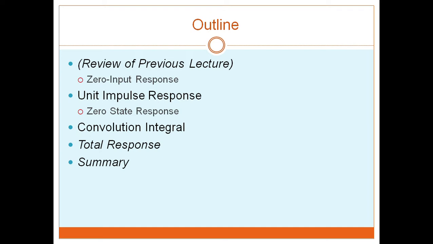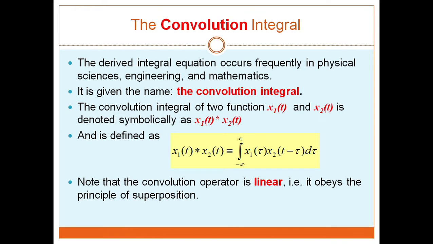For the previous lecture, we learned what the zero input response is. Basically, we check the response when the input is equal to zero. The zero state response is where the initial condition is equal to zero. And today we will learn about the convolution integral. What is the convolution integral? Basically, it's also a type of response that uses convolution.